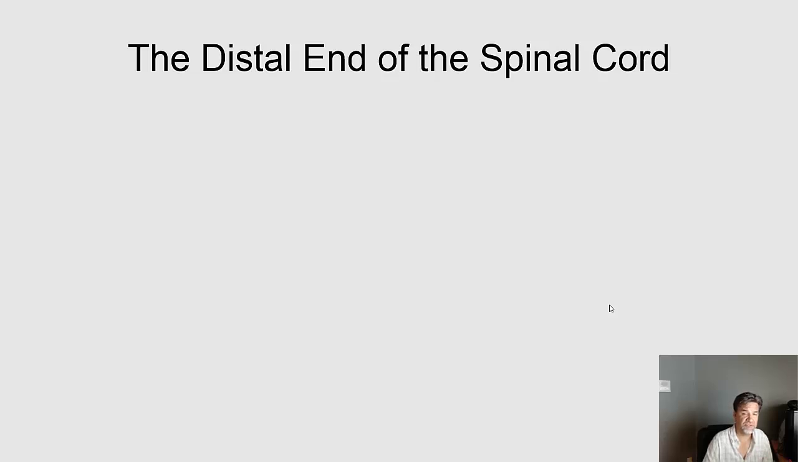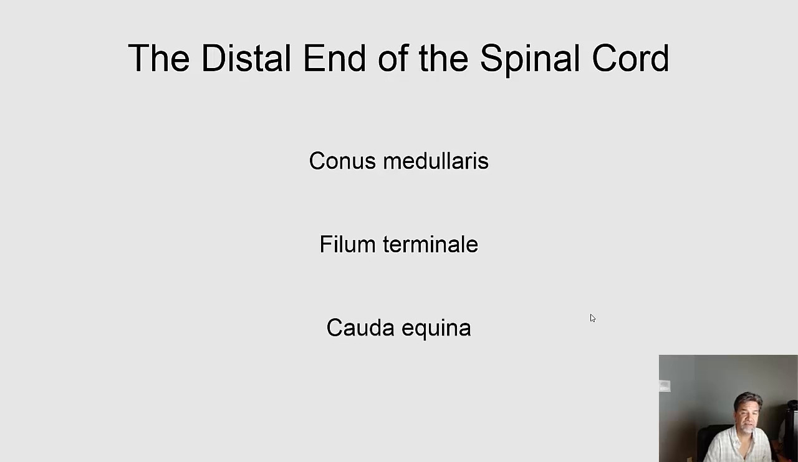At the distal end or inferior end of the spinal cord, we have a component called the conus medullaris, and we'll see a picture of that in just a second. The very tips or ends of the spinal cord are called the filum terminale, and then the nerves that extend from the ending of the spinal cord almost look like a horsetail, and that's exactly what cauda equina translates to.